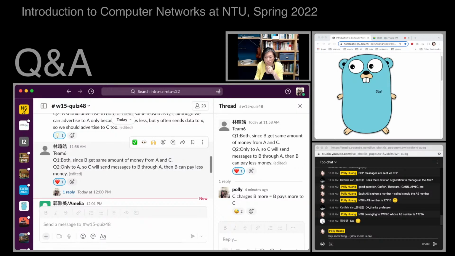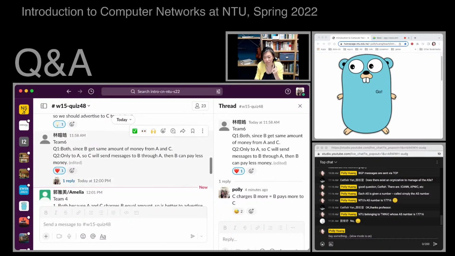So C will send message to B through A. Okay, yeah, so B then pays less. So for Q2, if you choose to send advertisements only to A, from B's perspective, that is going to be cheaper. Okay.